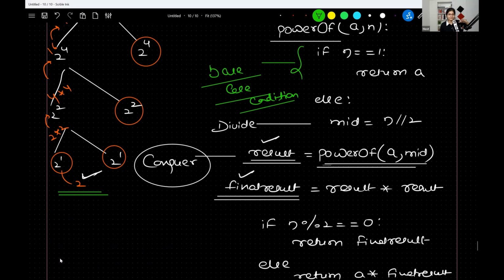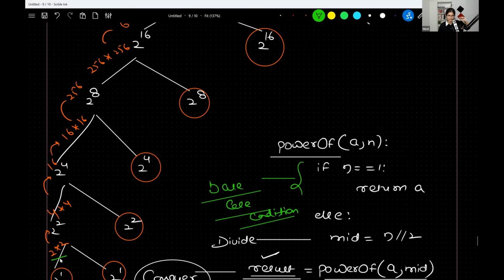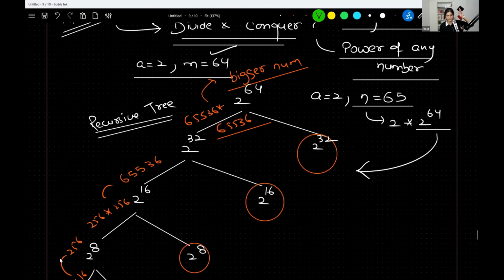Now what will happen when I move back? I'm not recomputing the right side, because whatever value is available at the left side, the same value is also available at the right side. So I'll take 2 into 2. That's where I'm multiplying the same result 2 times to get the final result. Finally, once you go back, 4 into 4, 16, 16 into 16, 256 and so on, you will get back to the 2 to the power 64 term.